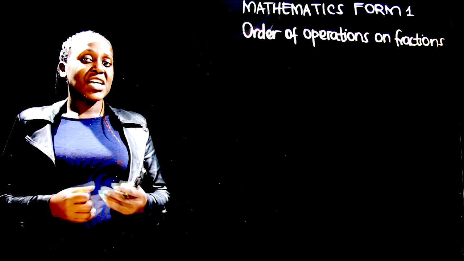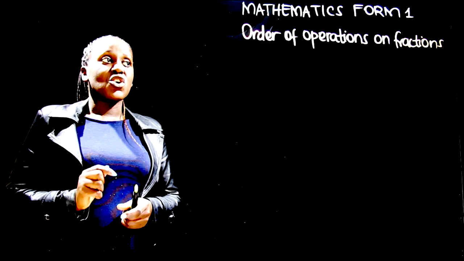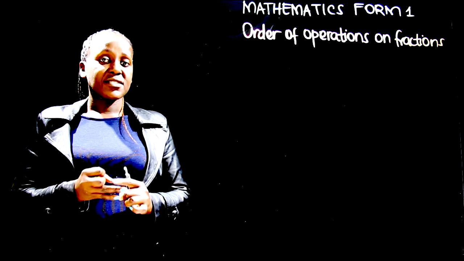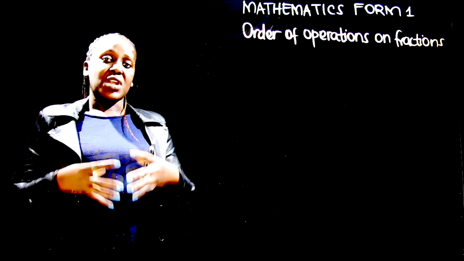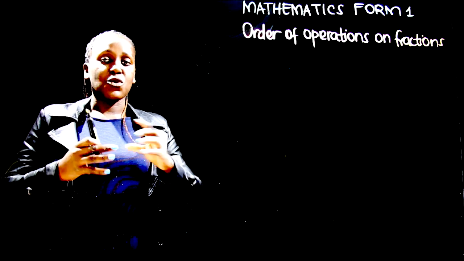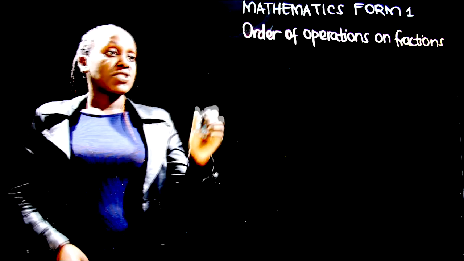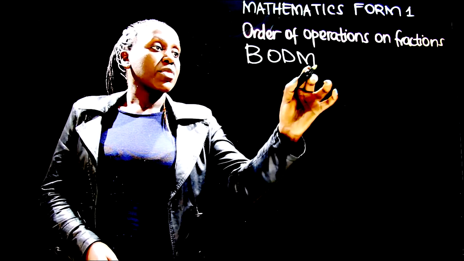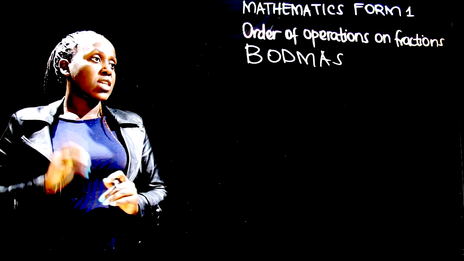So remember, in our previous lesson we went through the different operations that you can do on fractions. We discussed how to add, subtract, multiply, and divide fractions. So what do you do now if you have all those operations in one question? Just like we did with numbers, we must follow BODMAS. So what does this mnemonic represent? Let's go through it again.